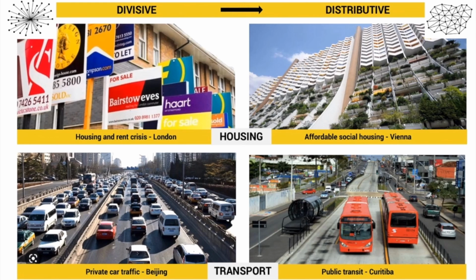In the picture, you can see that in London, where there is a housing and rent crisis, if they follow the pattern in Vienna by providing affordable social housing, then it will be distributive. Similarly, traffic can be avoided by providing a cheap public transit system.